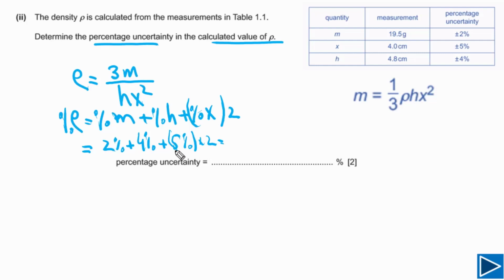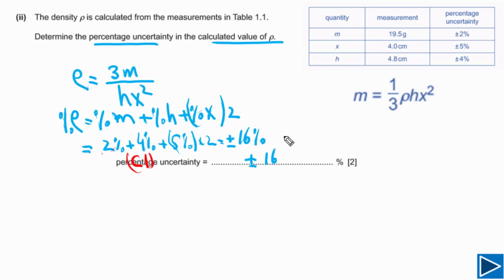So the total percentage uncertainty in rho will be equal to 16%, plus or minus. So our final answer is plus or minus 16%. This question has 2 marks, and the first mark will be awarded if you have written these percentages and added them. That is a C mark, meaning it is for your working, if you have done the right working.